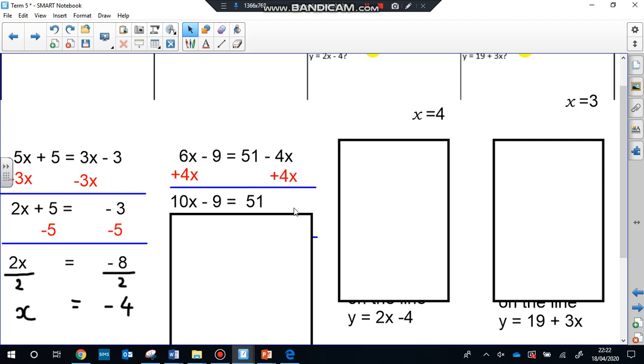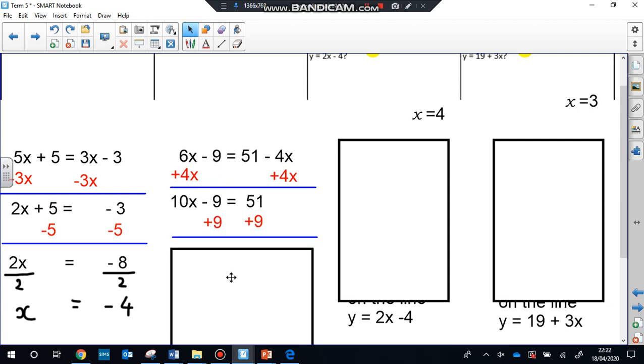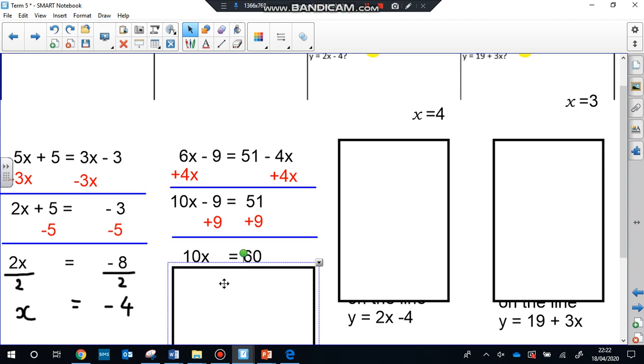So now I've just got x's on one side, and I want to just leave the x's on their own here. So I need to get rid of this negative 9. Again, to get from negative 9 to 0, I need to add 9. So I'm going to add 9. Okay, but I've got to do it to both sides. So this here is going to cancel out. I'm going to be left with just 10x on this side. Okay, and 51 plus 9 gives me 60. So now I know that 10x equals 60.